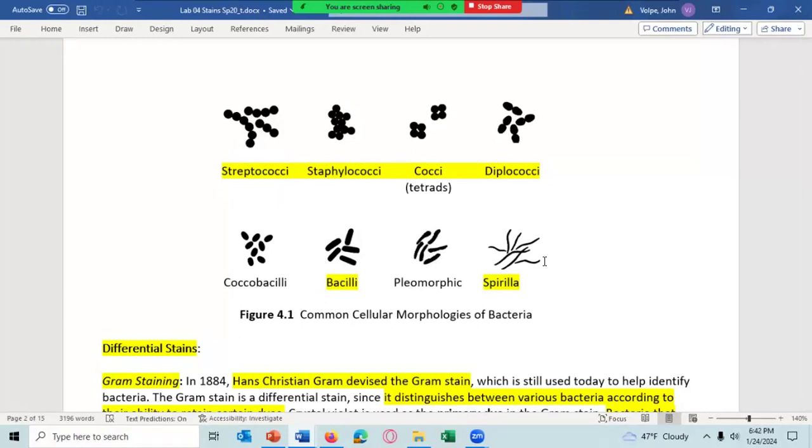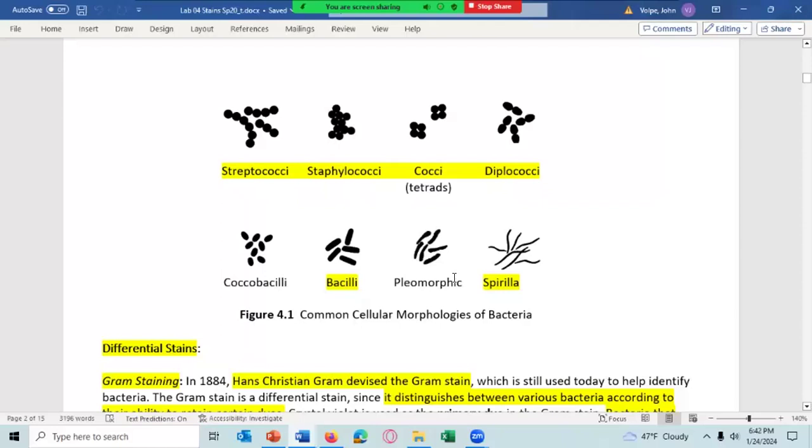Most of the cells that we'll talk about will be cocci or bacilli. There are a few spirilla, and we'll talk about a few of them, but not many. And then the pleomorphic cells we will hardly talk about. Now, all the other shapes that bacteria can take tend to be one of these three: cocci, bacilli, spirilla, or some combination of these three.